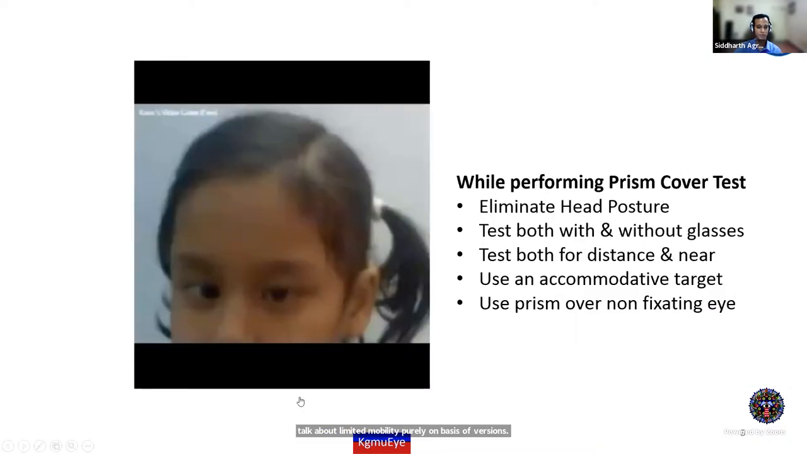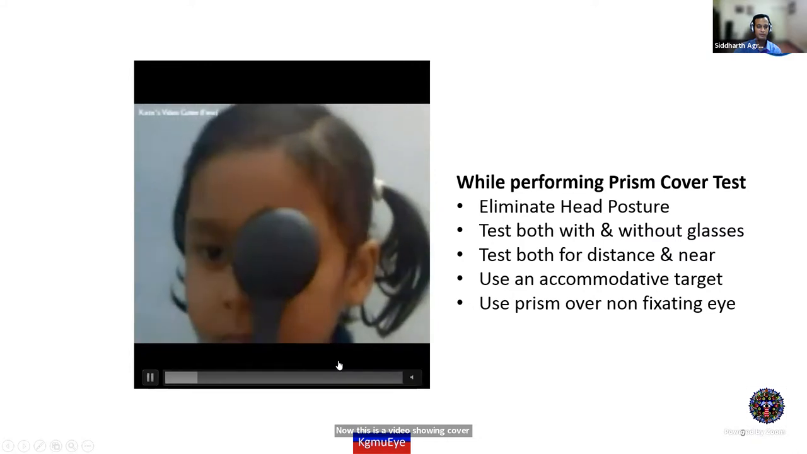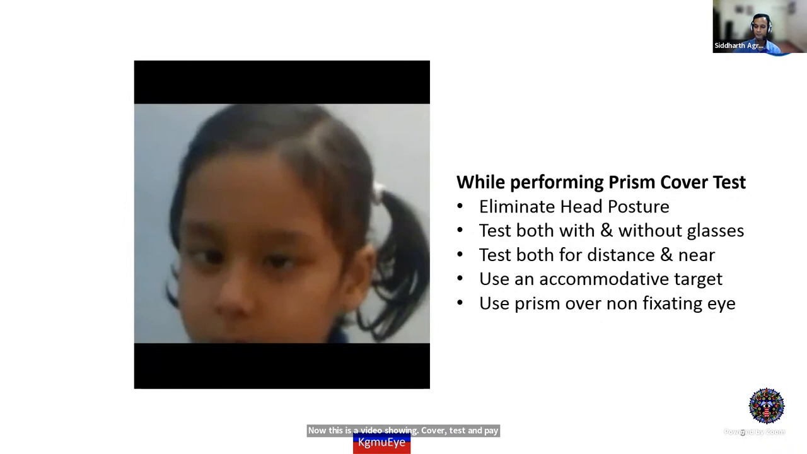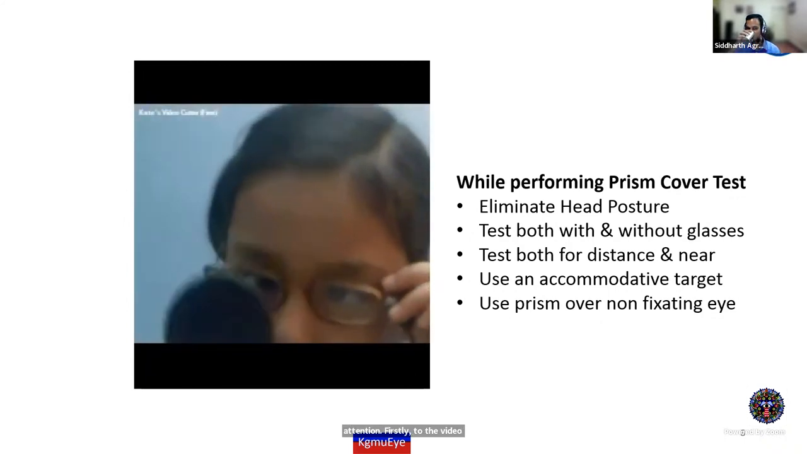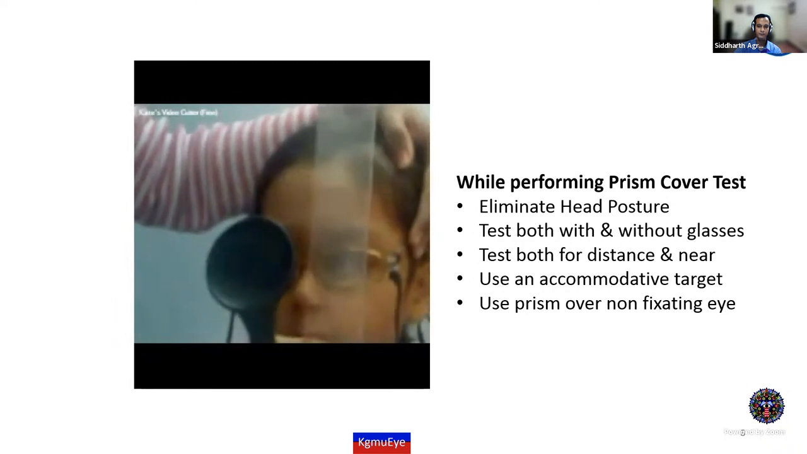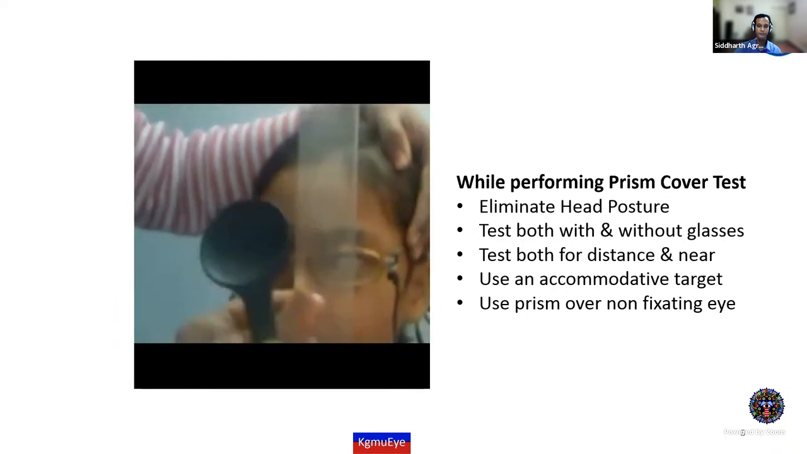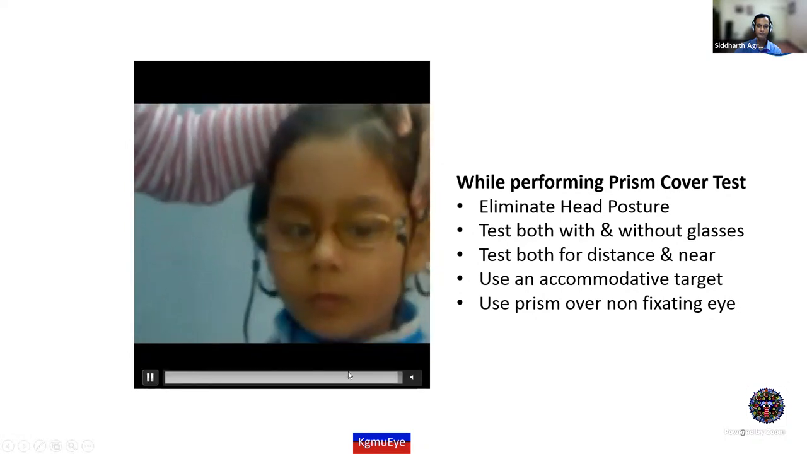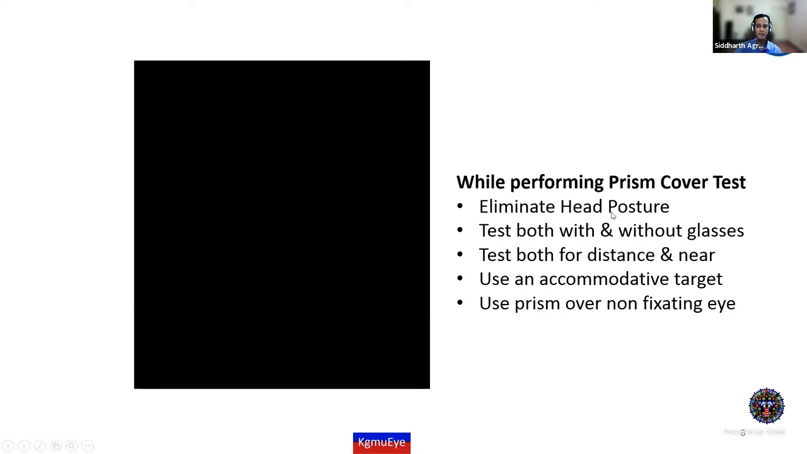Now, this is a video showing cover test, and pay attention firstly to the video. You see, the head posture has to be eliminated. Test both with and without glasses. Testing has to be done both for distance and near. And use an accommodative target when you are doing the cover test for near. And prisms are being used over the non-fixating eye.